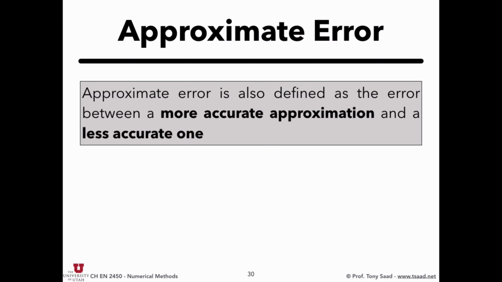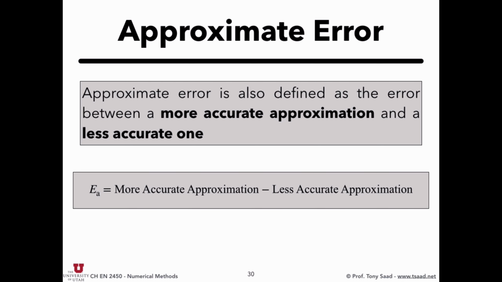Again, this is another definition which we kind of just discussed, because some people confuse the idea of current approximation minus previous approximation. Another way to define the approximate error is to say it is the difference between a highly accurate approximation, or a more accurate approximation, minus a less accurate approximation, okay? And we agree that the more accurate approximation is essentially a representation of the truth, okay?